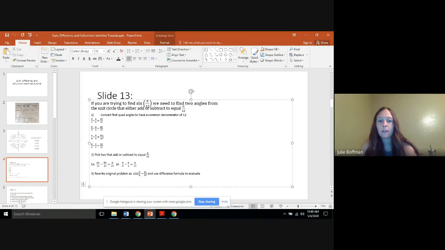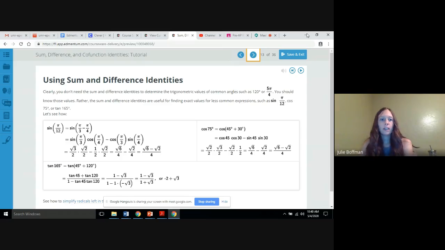So I can rewrite my original problem. It was sine of pi over 12. Now I can break it up to be sine of pi over 3 minus pi over 4, and now I can use my difference formula to evaluate that. So hopefully this common denominator and subtraction math makes sense. If you have any questions, feel free to reach out to me. So what they did is they broke it up to pi over 3 minus pi over 4, and then they used their difference formula and then used the unit circle to get those values.